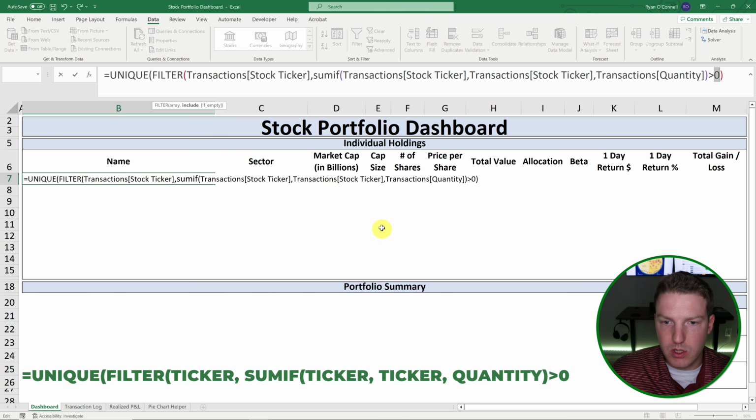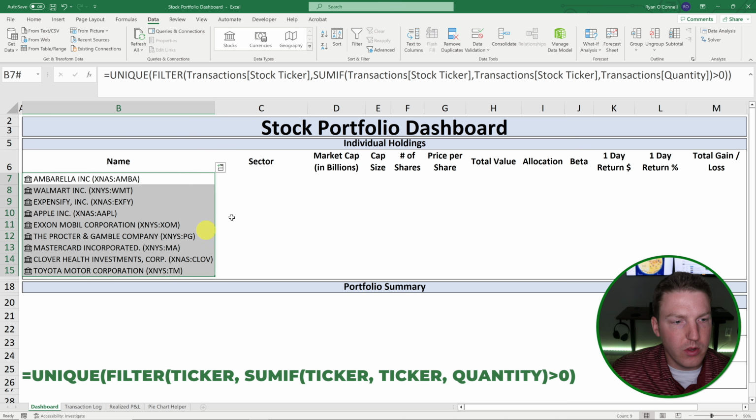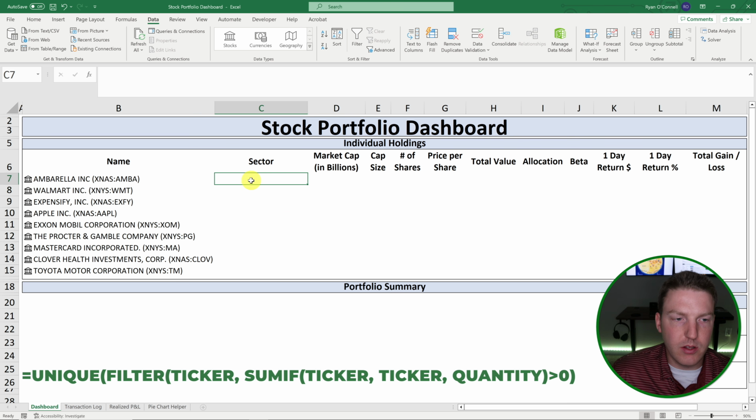And the formula is missing a parenthesis. Where is that? Right at the end. And we hit that. There we go. So that gives us every single stock in our portfolio that we have outstanding balances in.